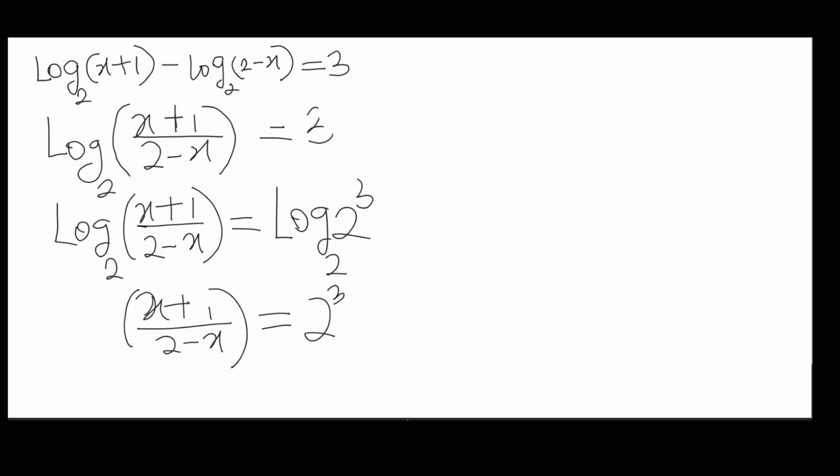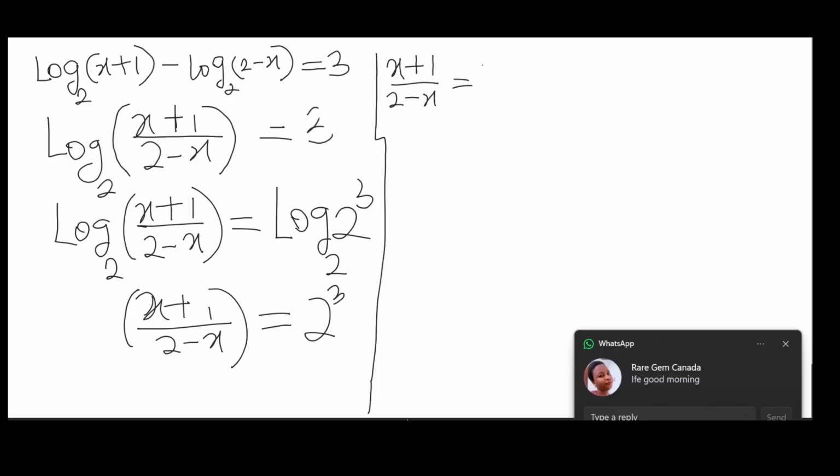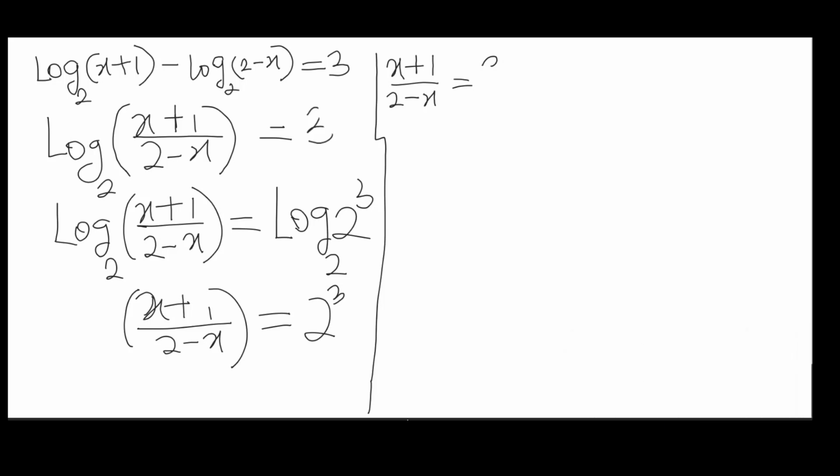Then from there, let me write properly. So we have (x + 1)/(2 - x) equals 2 to the power of 3, and that's 8. So let me write 8 instead of 2 to the power of 3. So we have 8. Then what can I do here? All I just need to do is cross multiply. So by cross multiplication, we have x + 1 equals 8 times, in the bracket, 2 - x.